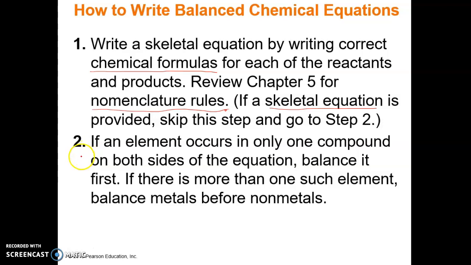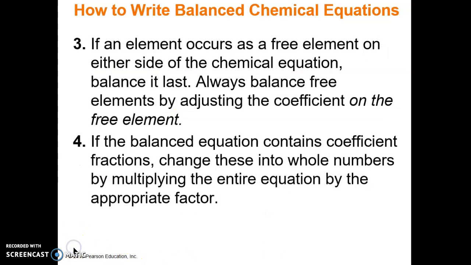If an element occurs in only one compound on both sides of the equation, balance it first. If there is more than one element like that, balance the metals before the nonmetals. If an element occurs by itself in a chemical reaction on either side of the chemical equation, balance it last, and balance those free elements by adjusting the coefficients on the free elements. If the balanced equation contains a coefficient that is a fraction, change these into whole numbers by multiplying the entire equation by the appropriate factor.